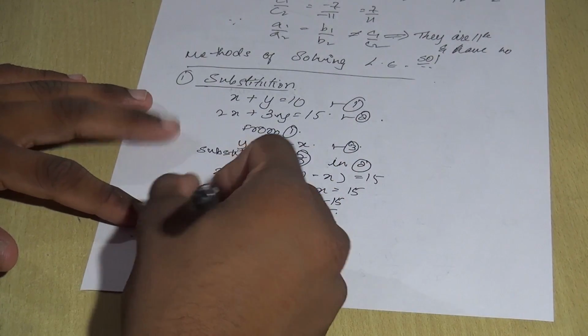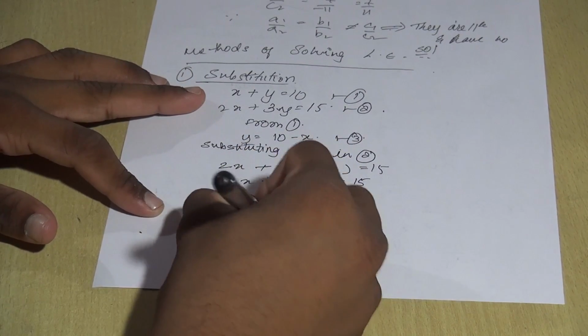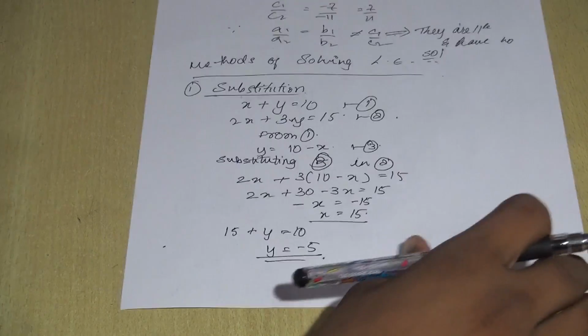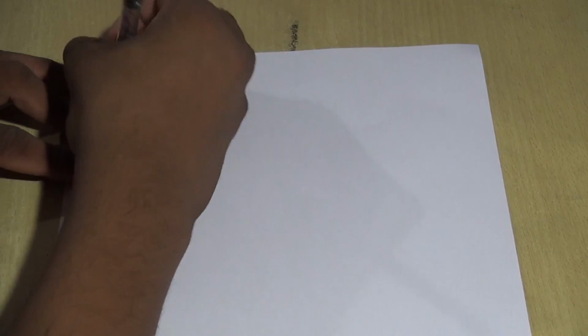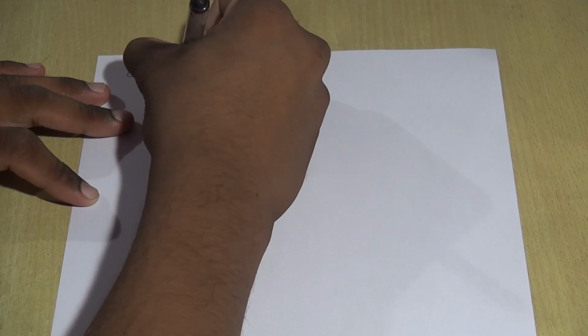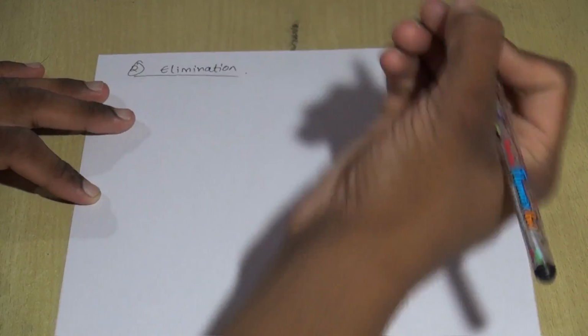Substituting x is equal to 15 in the first equation, you get 15 plus y is equal to 10, y is equal to minus 5. So this is how you solve using substitution method. Now let us look at the second one. Second step is elimination. Second way you can solve it.